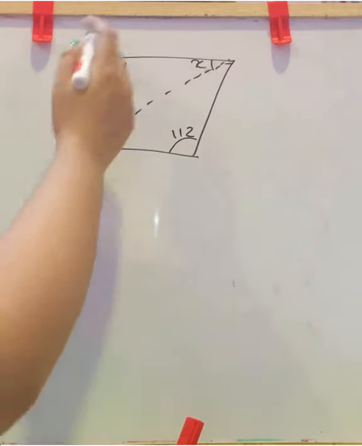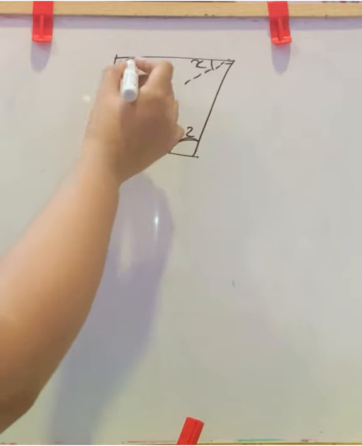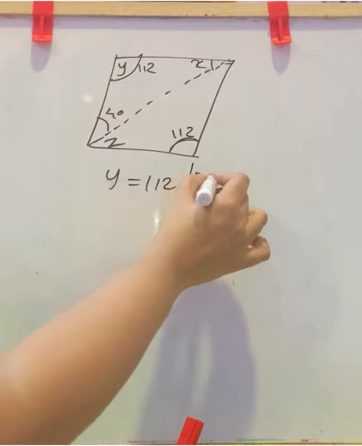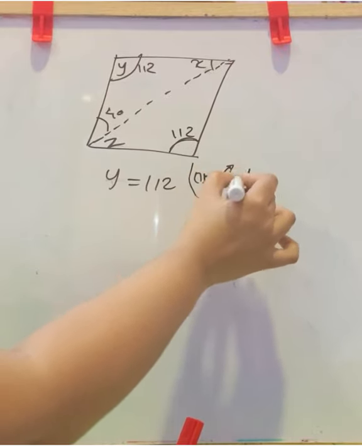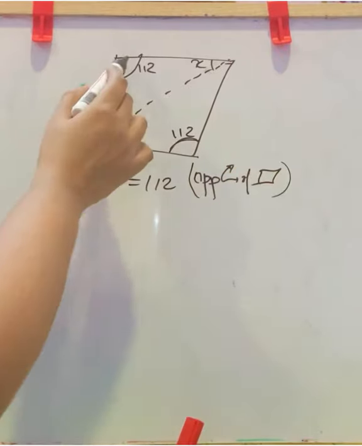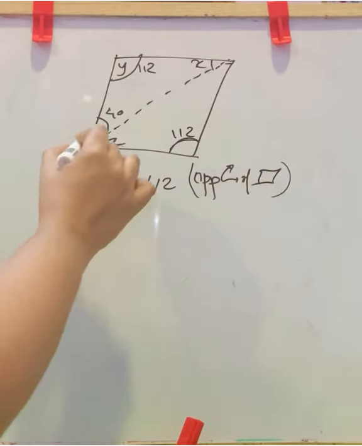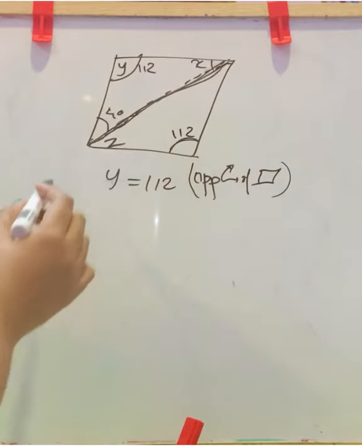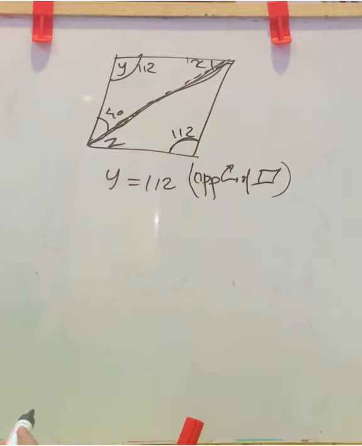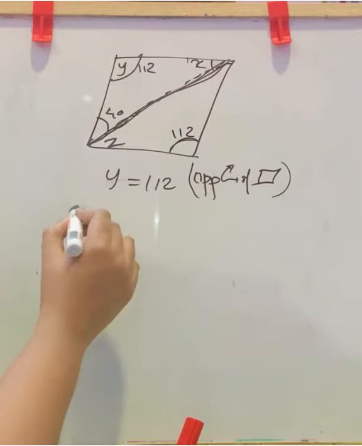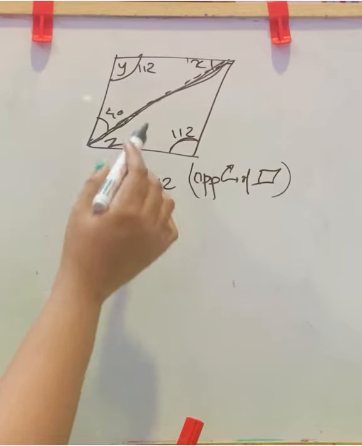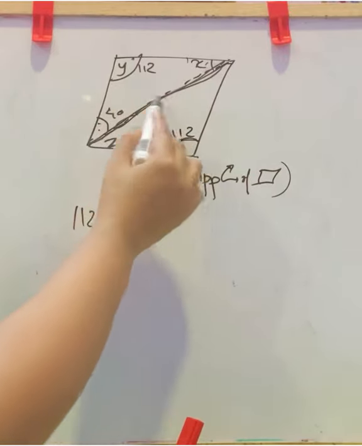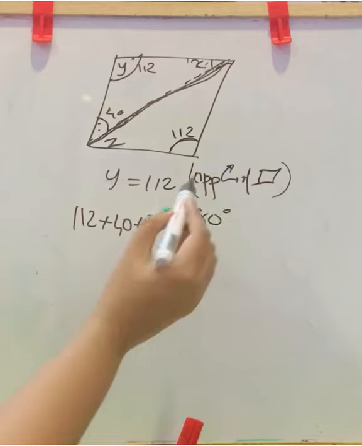Here is the next parallelogram. Here this is a parallelogram. So if this is 112, this will be 112. Y is equal to 112. Reason is opposite angles of a parallelogram. Now if this is 112 and this is 40, you can see a triangle on the upper side of the diagonal. Then you will get x from it, because the angle sum property of a triangle is 180. We know 112 plus 40 plus x, that is the angles of this upper triangle, equals 180.